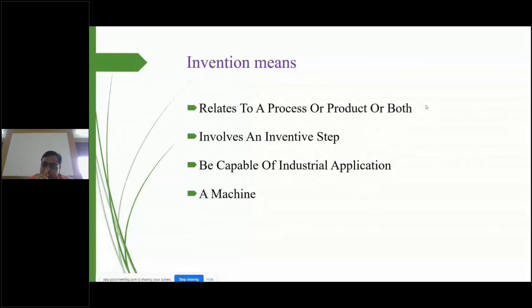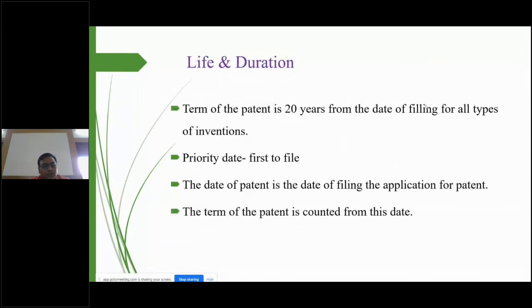It is an inventive step in the dissection. We are just waiting for the patent of this machine. So what is the life and duration for this patent? The term of the patent is 20 years from the date of filing for all types of invention. Priority date, first to file.